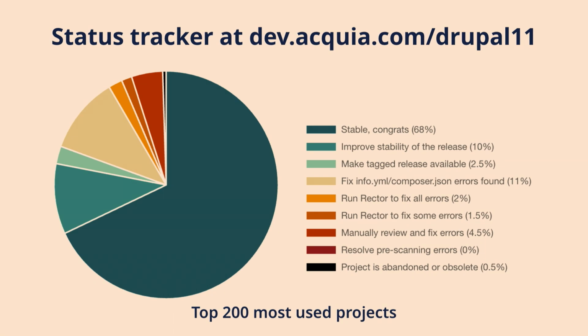11. So we are running this. We published the data on dev.acquia.com. So you go there, you can check this out. This is one snapshot of the top 200 projects from last week. Almost 70% of them are stable for Drupal 11.